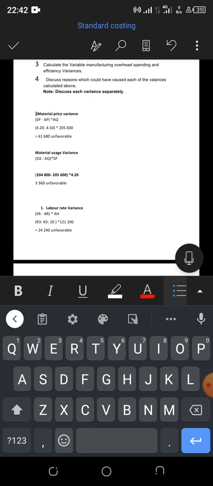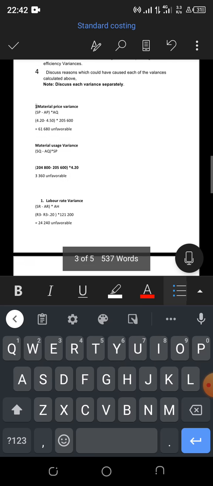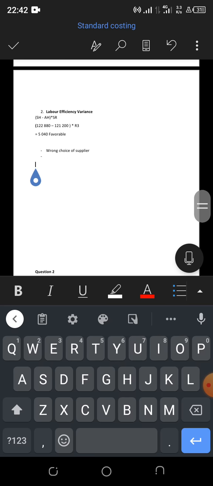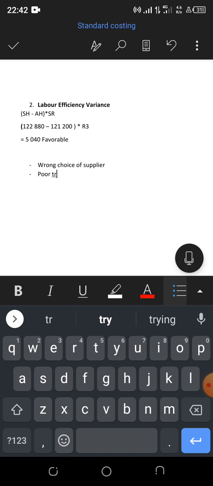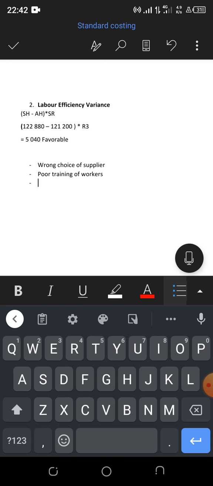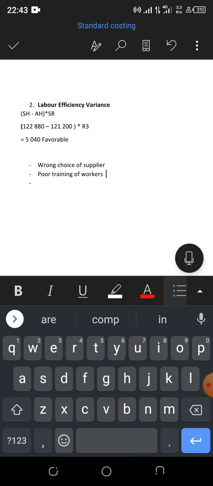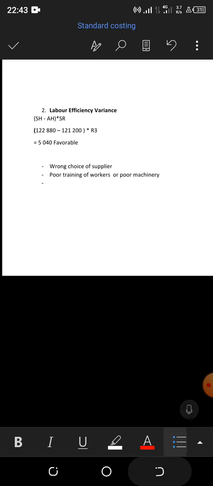So that could be one of the possible reasons that you have to mention. Then we also have a material usage, which is unfavorable. What could be the cause of this unfavorable? It can be poor training of workers. Remember, if the workers are not really sure about what they are doing, the wastage of material could be very high. The other reason could be poor machine maintenance. If machinery that we are using is not being maintained, it can cause a lot of wastage. So that can be another reason that we can mention.